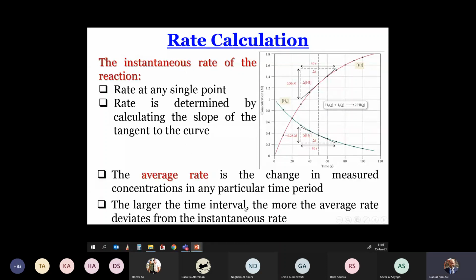The larger the time interval, the more the average rate deviates from the instantaneous rate. What is the meaning of this statement? At the beginning, the average rate will be close to the instantaneous rate. As you increase the interval of time, you will observe that the average rate deviates from the instantaneous rate at time t.